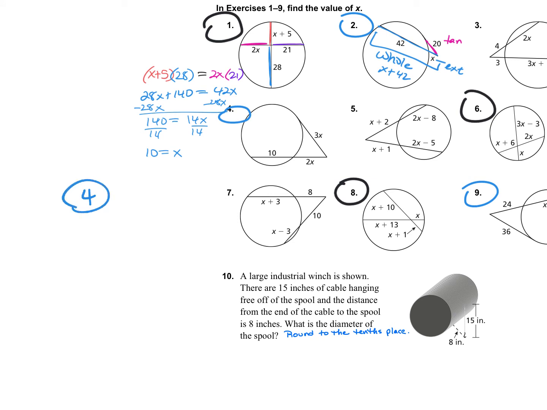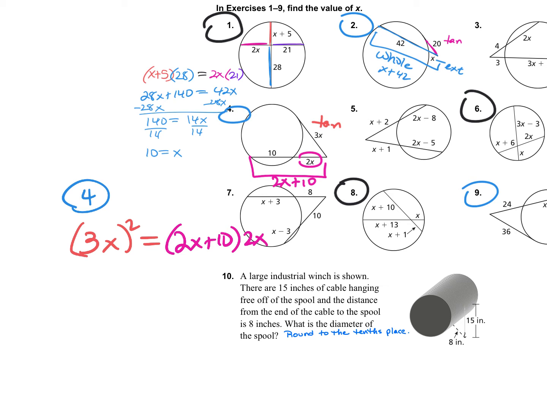So again, the 3, this is my tangent, the 3x. This over here is my secant segment. So the whole thing is 2x plus 10. And then the 2x is the external. So I'm going to be doing 3x squared, that's the tangent, is equal to whole times the external piece.